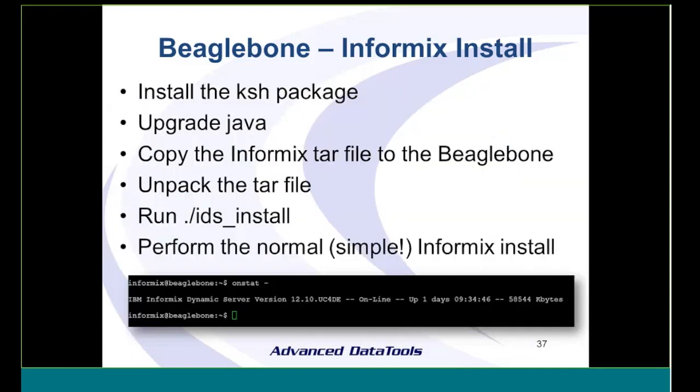So once you've got that image downloaded, you install or upgrade the KSH package, upgrade Java, copy the tar file over to your Beaglebone in this case, unpack the tar file, and run the install. And anybody who's done an Informix install before knows how simple it is. It really is just a few steps once you kick it off, and before you know it, you've got Informix running on your $50 Linux board.